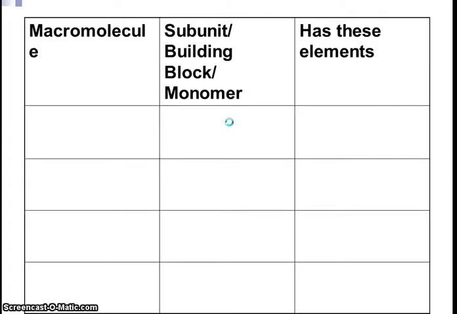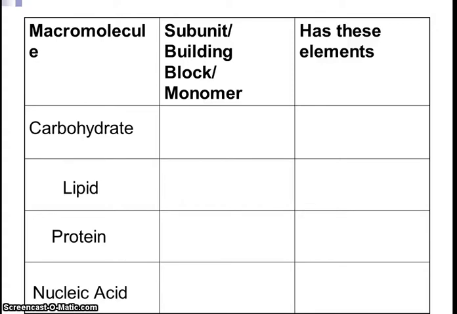Alright, to put everything all together, I'm going to go through this. This is a really important piece to make sure you guys are writing down, because this is going to put everything we talked about in these last 2 PowerPoints together. I have a lot of test questions on this. Alright, so the 4 macromolecules. We have carbohydrates, lipids, protein, and nucleic acids. And then we need to know what the subunit, another word for that could be building block, another word is monomer. Mono, one, mer, molecule.